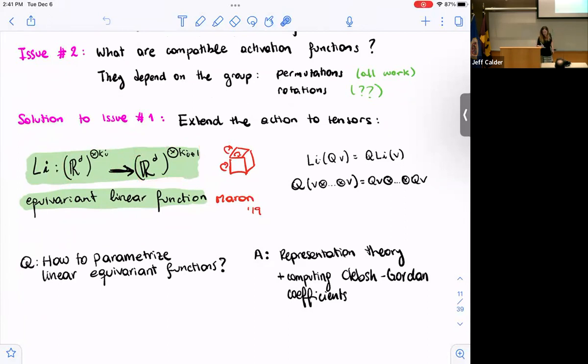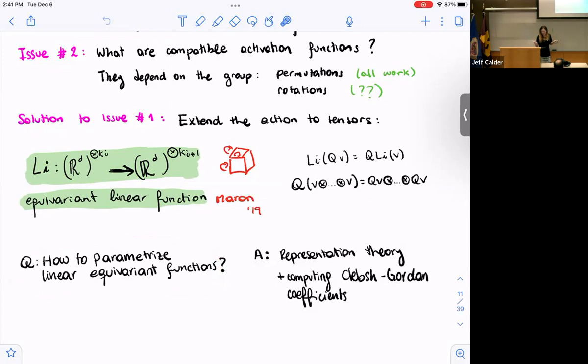And so you look at the functions that are linear and equivariant from here to here, equivariant with respect to the action defined on the tensor. So basically you take your tensor product and you decide that the action acts on each of the entries of the tensor in the same way. And so the question is, now I'm going to define linear functions on tensors. How do you parameterize the linear functions?